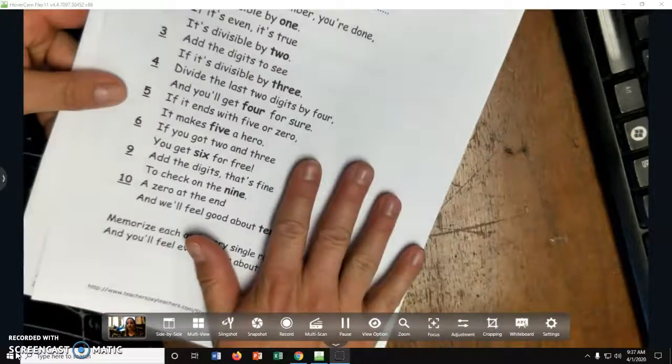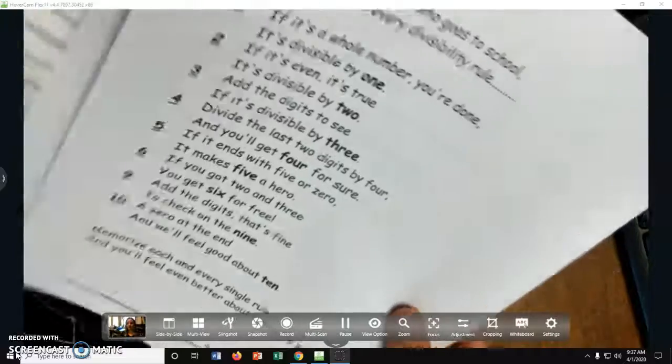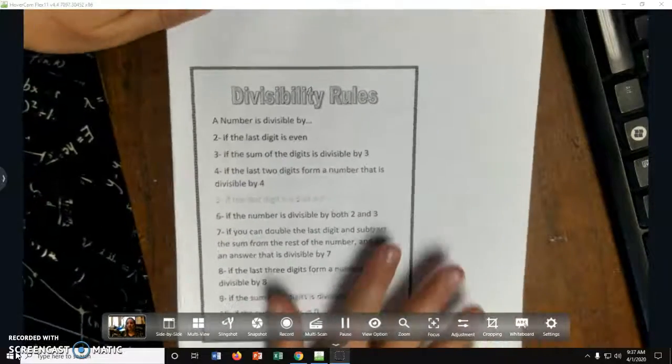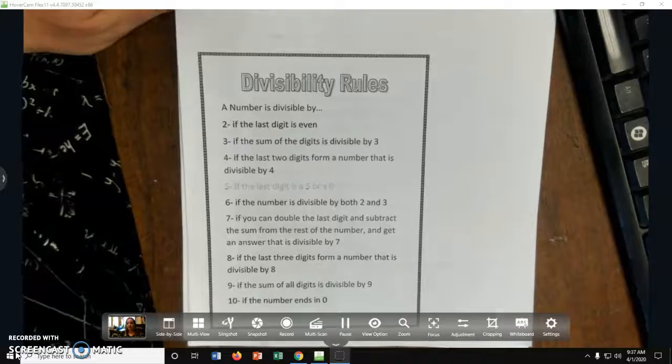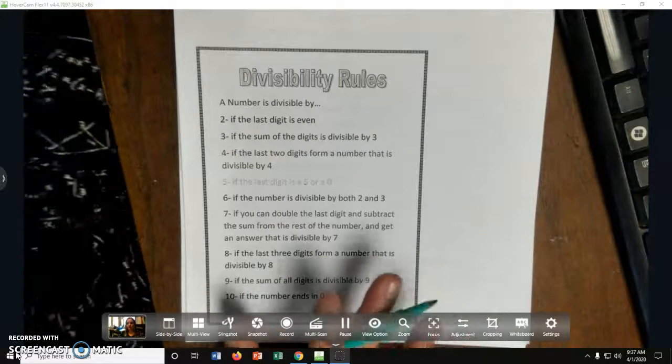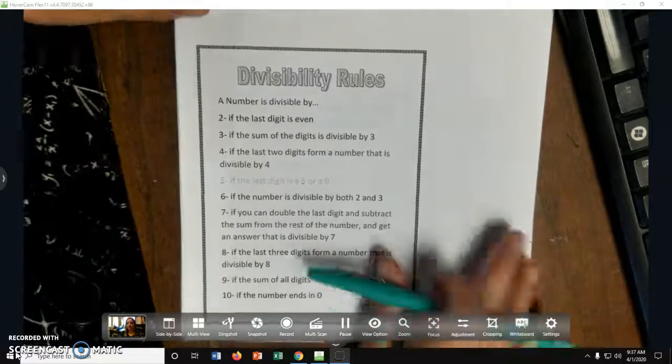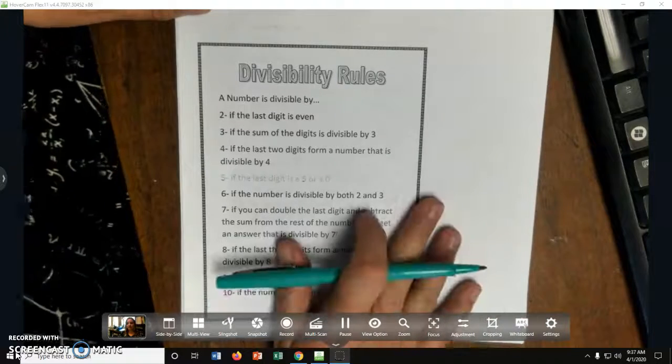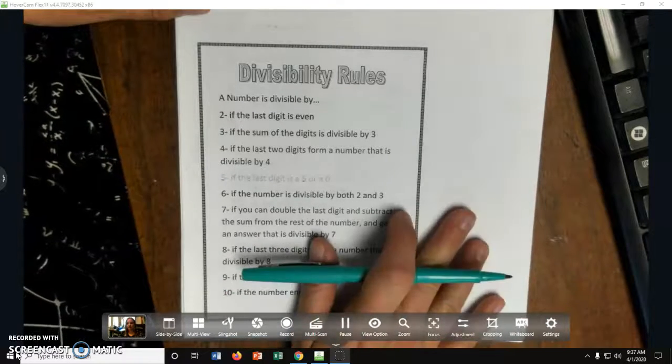So if you guys will cut that one out, put it in your notebook so you have it as a reference. And if you go back one page, this divisibility rule sheet will look a little bit more familiar. This is the terminology that we use to discuss these in class. So definitely cut this one out, put it in your notebook as well, so that you have it to refer to.